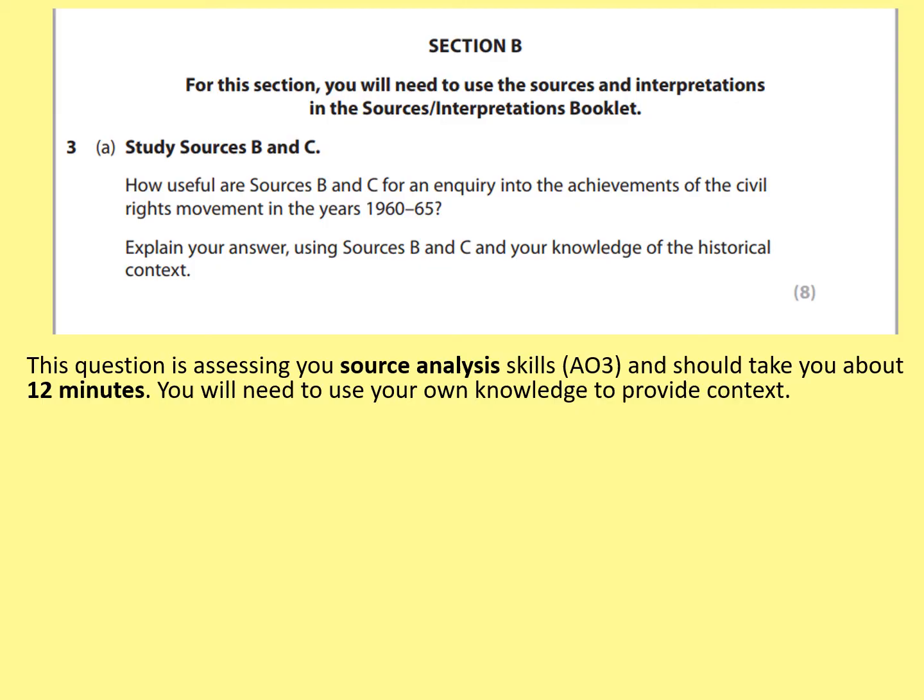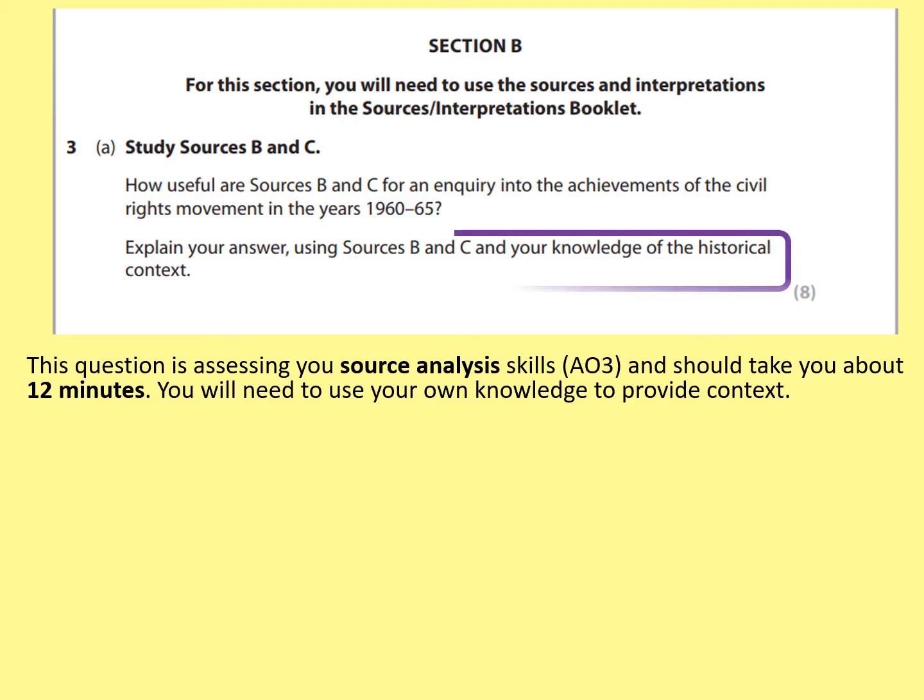This question is assessing your source analysis skills, which is known as Assessment Objective 3, and should take you about 12 minutes to answer. You'll need to use your own knowledge and provide context. A top tip here though is some of the earlier questions you may have got done a little bit sooner. Any gained time that you have is very useful in terms of annotating and making notes on the sources so that you really understand them.